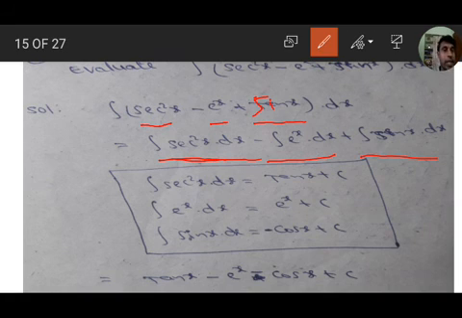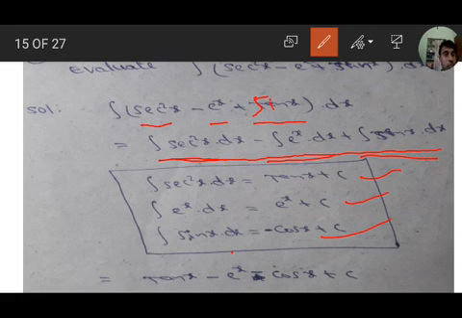Here the algebraic sum of three functions becomes separate integrations. So we need formulas. Integration of sec square x dx is tan x plus c. Integration of e to the power of x dx is e to the power of x. Integration of sin x is minus cos x plus c. So write down: integration of sec square x is tan x.